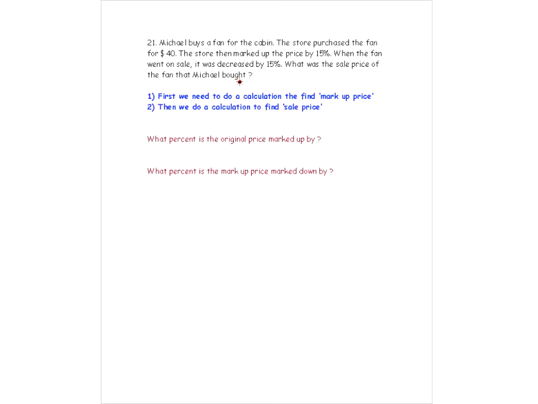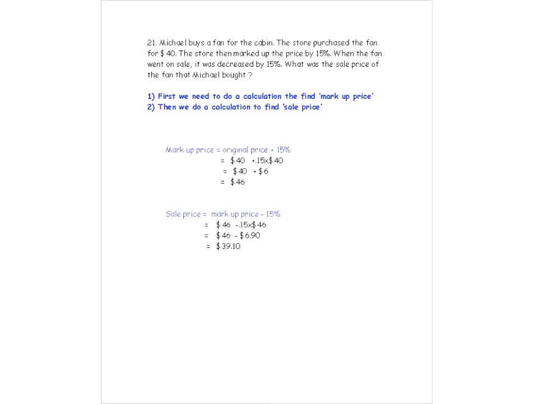Okay, so here's the steps we do. First, we do a calculation to find the markup price. Then we do a calculation to find the sale price. Okay, so we ask ourselves, what percent was the original price marked up by? Well, that was 15%. And then what was the markup price marked down by? Well, that was also 15%. Okay, so let's see how that plays out.